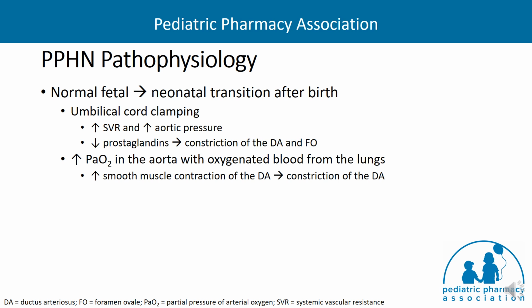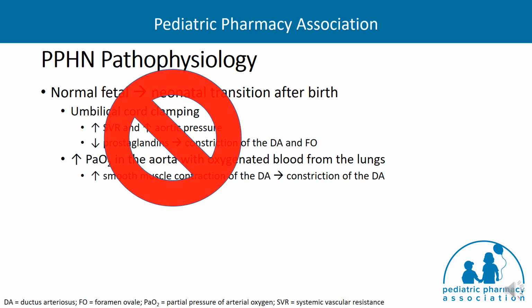Additionally, clamping of that umbilical cord leads to a loss of prostaglandins, which previously helped keep the right to left fetal shunts open. The partial pressure of arterial oxygen, or PaO2, in the aorta increases since the blood is now oxygenated by the newborn's lungs, and this increase in PaO2 results in smooth muscle contraction in the wall of the ductus arteriosus, which thus results in a functional seal and helps with that closure. Again, with PPHN, these processes do not adequately occur, and this failure to transition to extrauterine life is what ultimately leads to the development of PPHN.